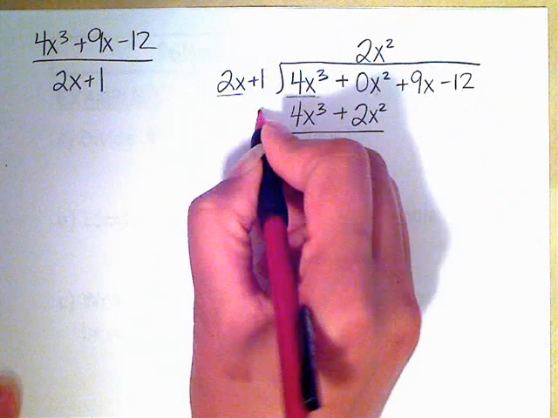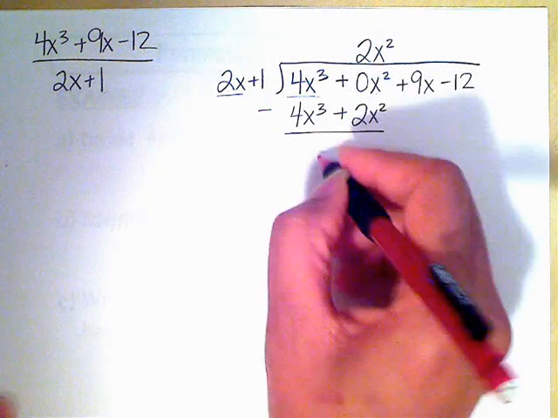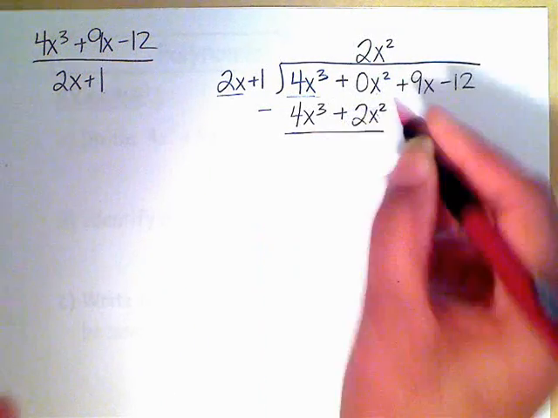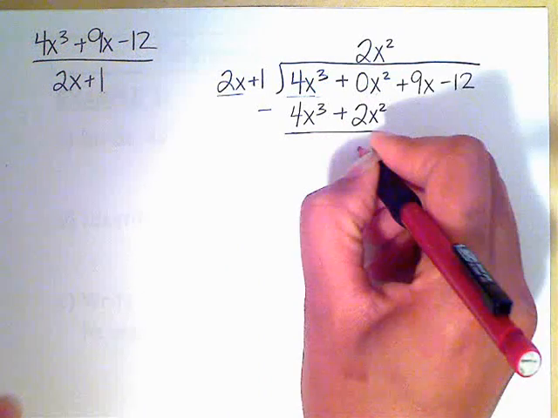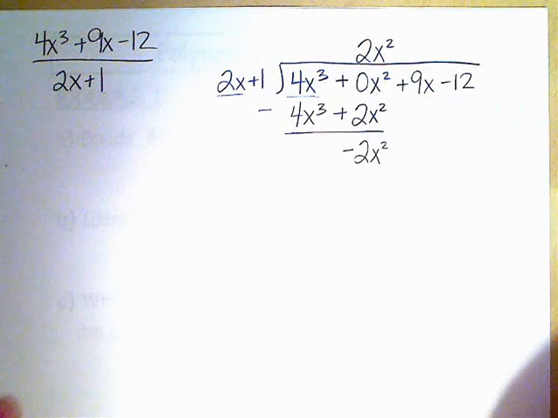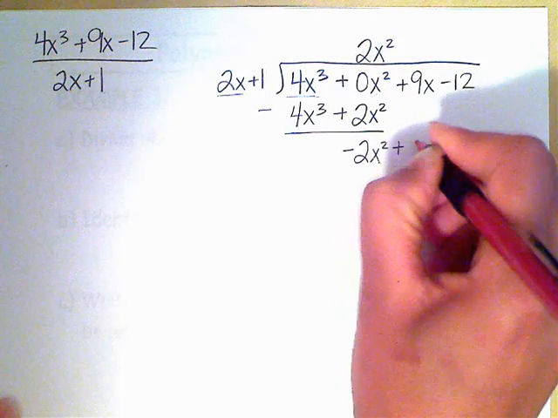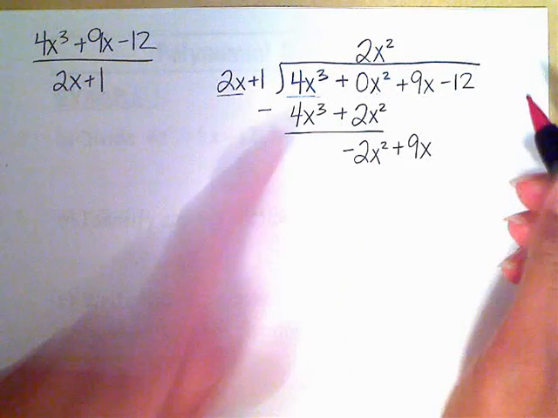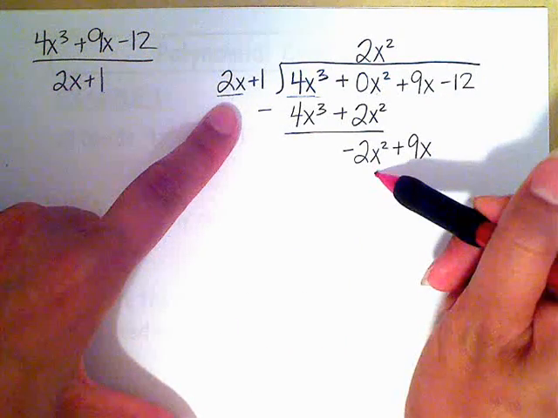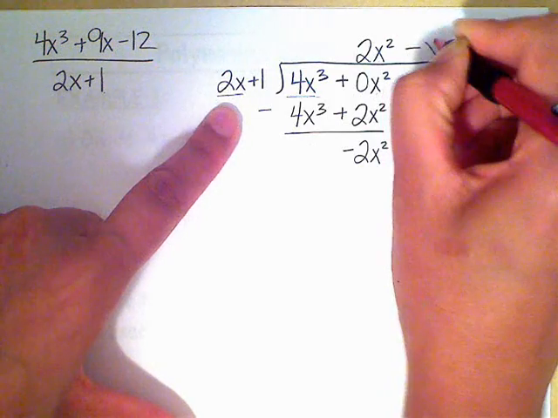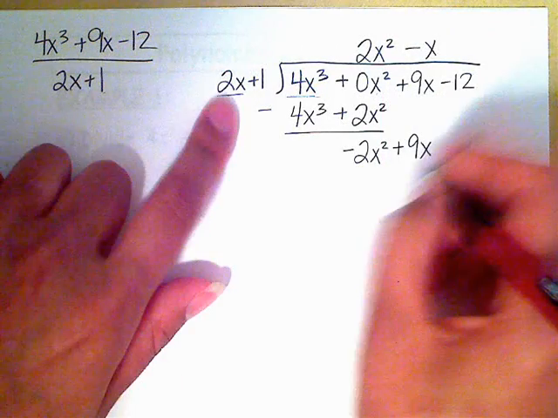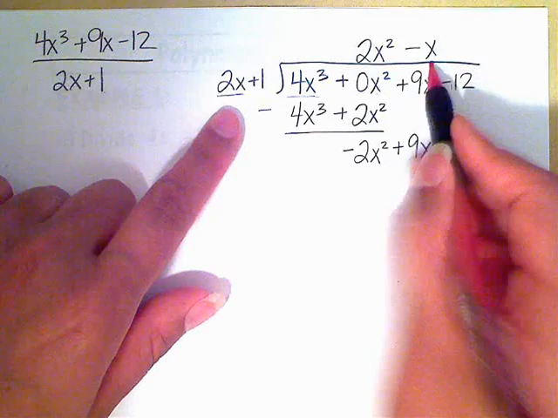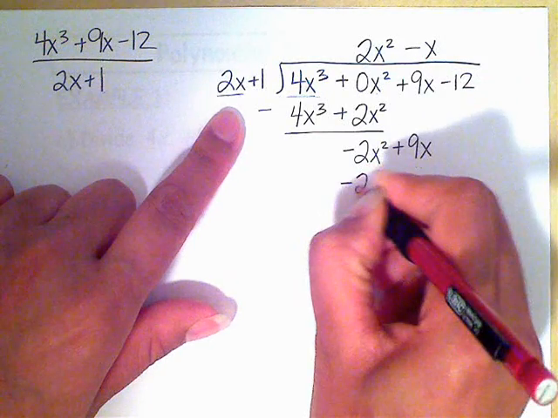Now if I subtract these two expressions, so far I get 0 for my cubic term, and 0 minus 2x squared will give me negative 2x squared for the quadratic term. I'm going to bring down the 9x. And I'm going to do the same thing again. Something times 2x has to give me negative 2x squared, and that's negative x. And so if I multiply the divisor with negative x, I get negative 2x squared minus x.